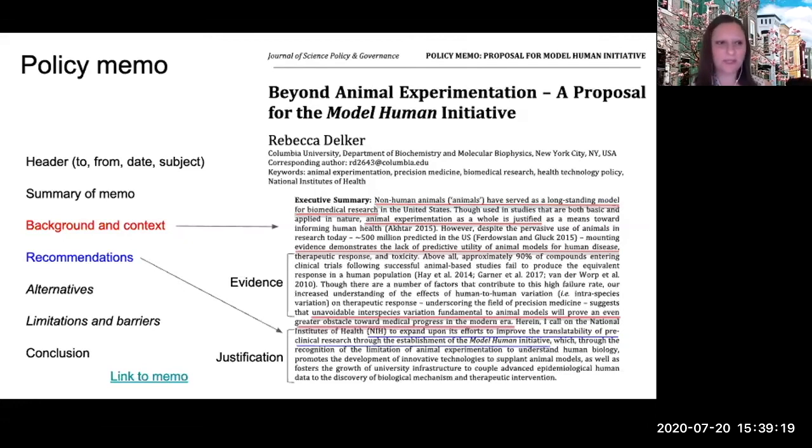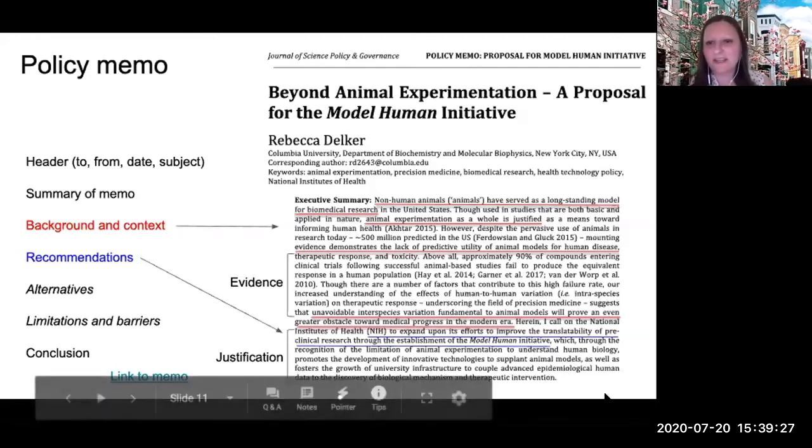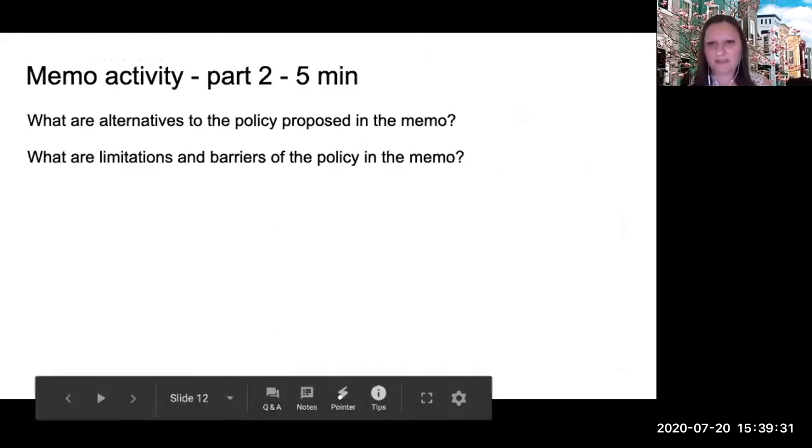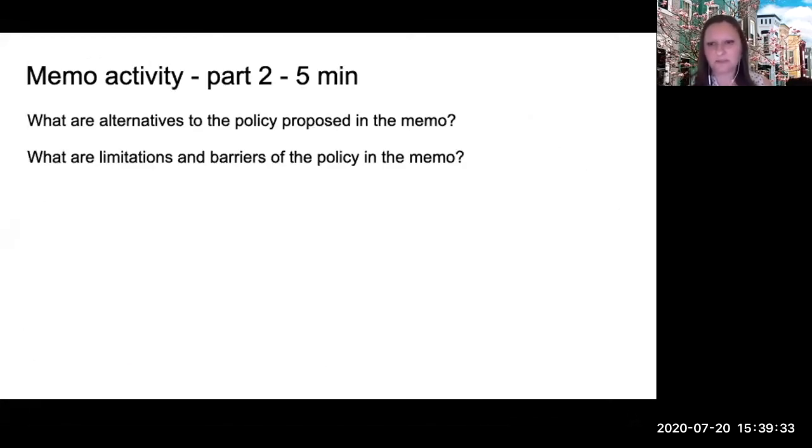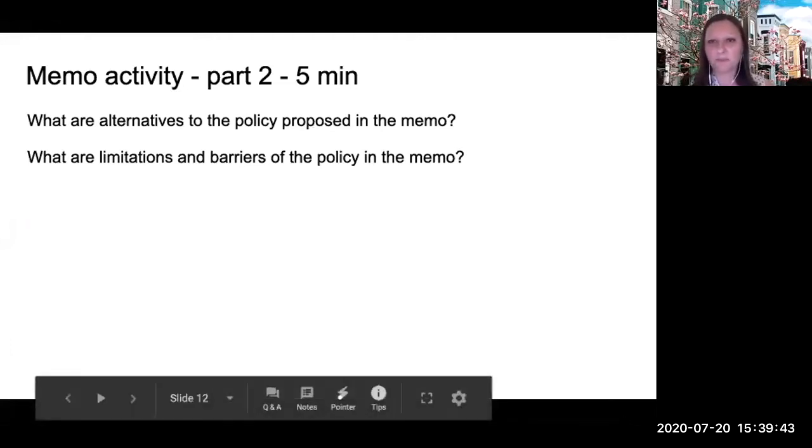I think what that points to is that there's no real one right answer. So you all came up with a bunch of different alternatives here that are likely to be right. And I think this is also different from scientific writing, where you are used to one answer being the right one. But here, you can be creative and think about what alternatives, limitations, and barriers might be.